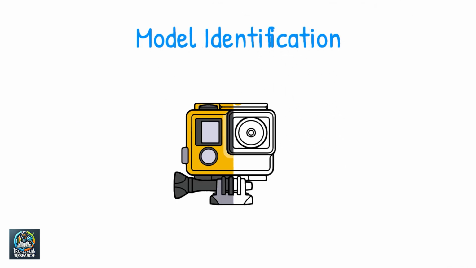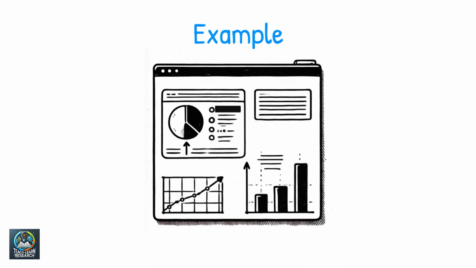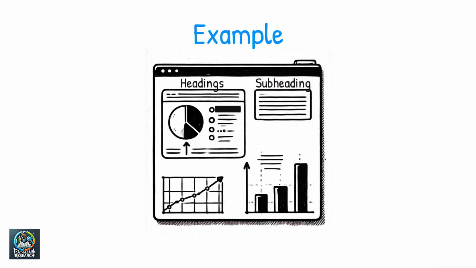Demonstrate the strategy. Model identification. Use a document camera or projector to display a text. Point out and discuss each text feature. Example: the heading here tells us the main topic of this section. The subheading breaks it down further. This chart shows data related to what we're reading about.